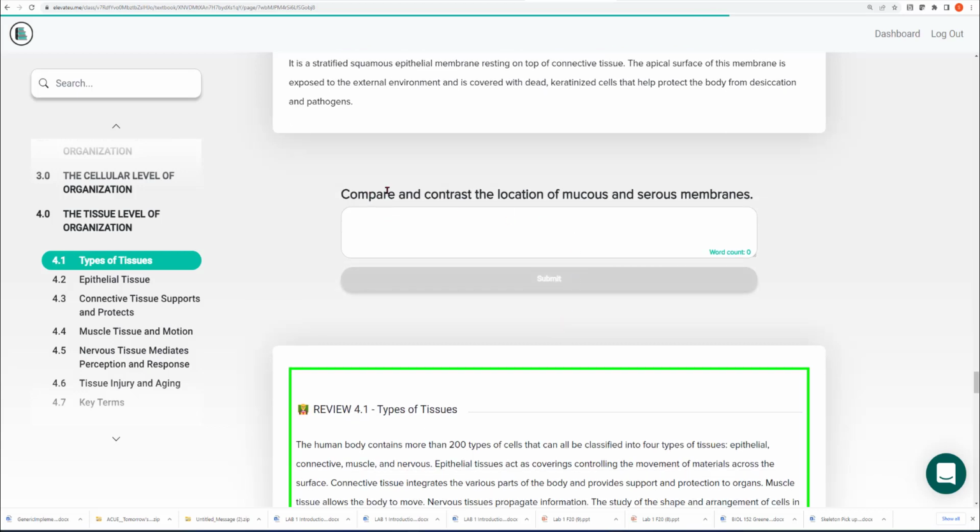This is a great question. Compare and contrast the location of mucous and serous membranes. These questions are really important for you to stop and consider and think about. Once you type in your response, hit submit, and that not only will send your response to me and be part of your participation grade, but also your response will be here the next time that you look through your book as a way of studying.